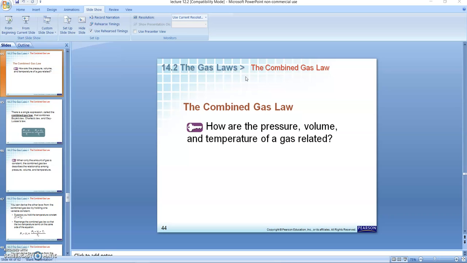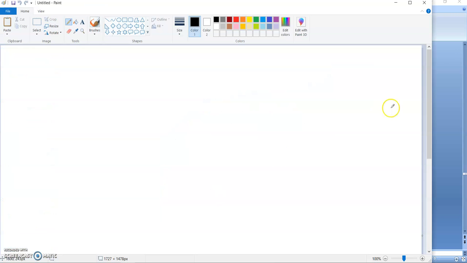So let's continue on with the gas laws. We've covered Boyle's law, which relates volume and pressure, Charles' law, which deals with volume and temperature, and then Gay-Lussac's law, which deals with pressure and temperature. So today we're going to put all three of those laws together and make the combined gas law. I'm sure you're all excited about that.